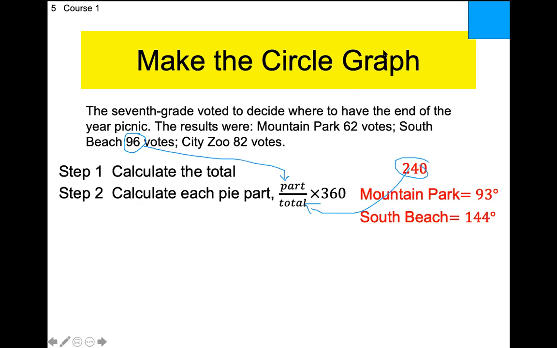I said we had to do this the number of times that we had numbers. We got 3 numbers, so we need to do it one more time. Except this time, the part is 82. The total is still 240. 82 times 360 divided by 240 ends up being 123 degrees. And by the way, if you add these up, you will get 360. Okay, that is actually the hardest part of the process, that math right there.